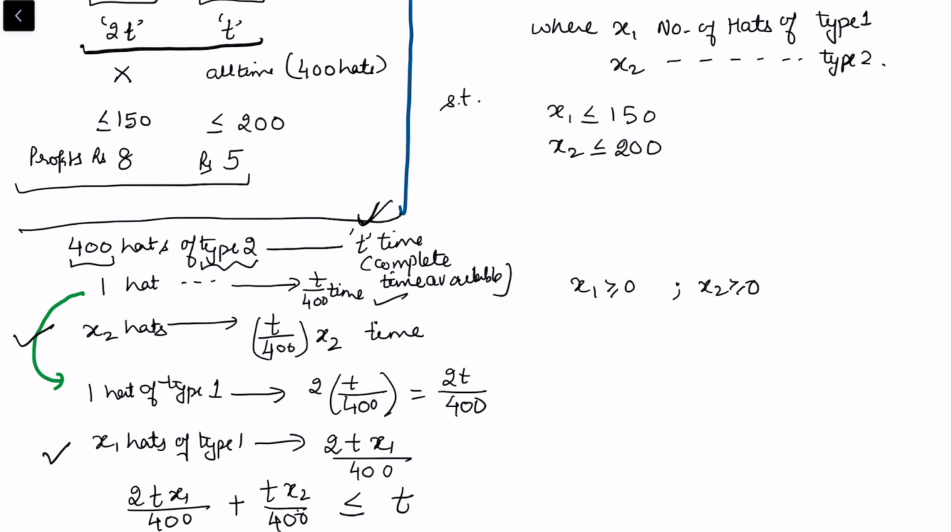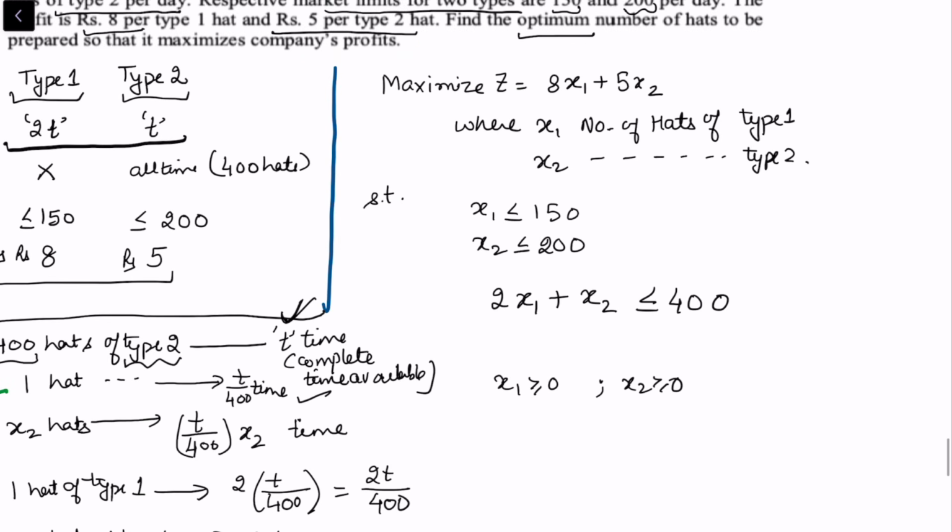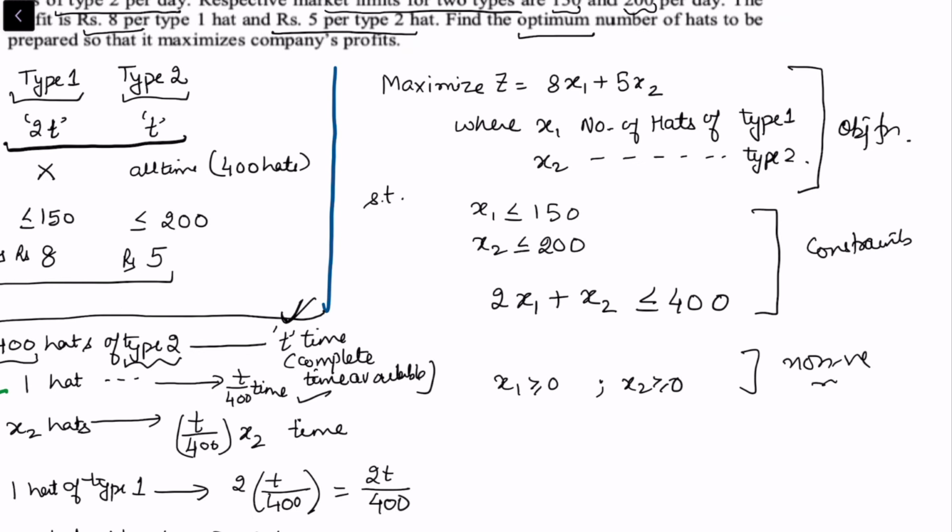And we see that t is appearing on both sides, so t gets cancelled, and taking 400 to the other side, I will get 2x1 plus x2 is less than or equal to 400. So that becomes a constraint. Here, if I look at the problem, we got this as the objective function, we got these as constraints, and we got the third part as the non-negative restriction. So this becomes the formulation of the given problem.